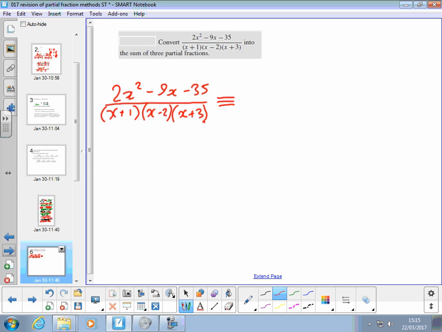Yeah, we can say that's equivalent to a over x plus 1 plus b over x minus 2 plus c over x plus 3. So it's got 3 terms, we need 3 constants.